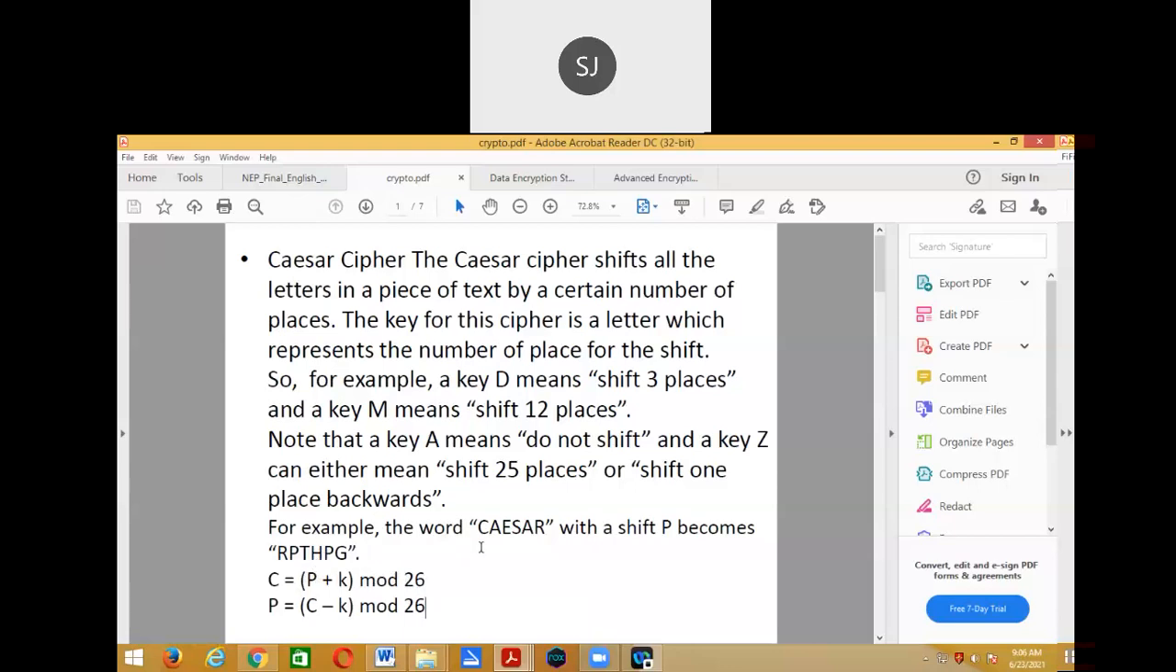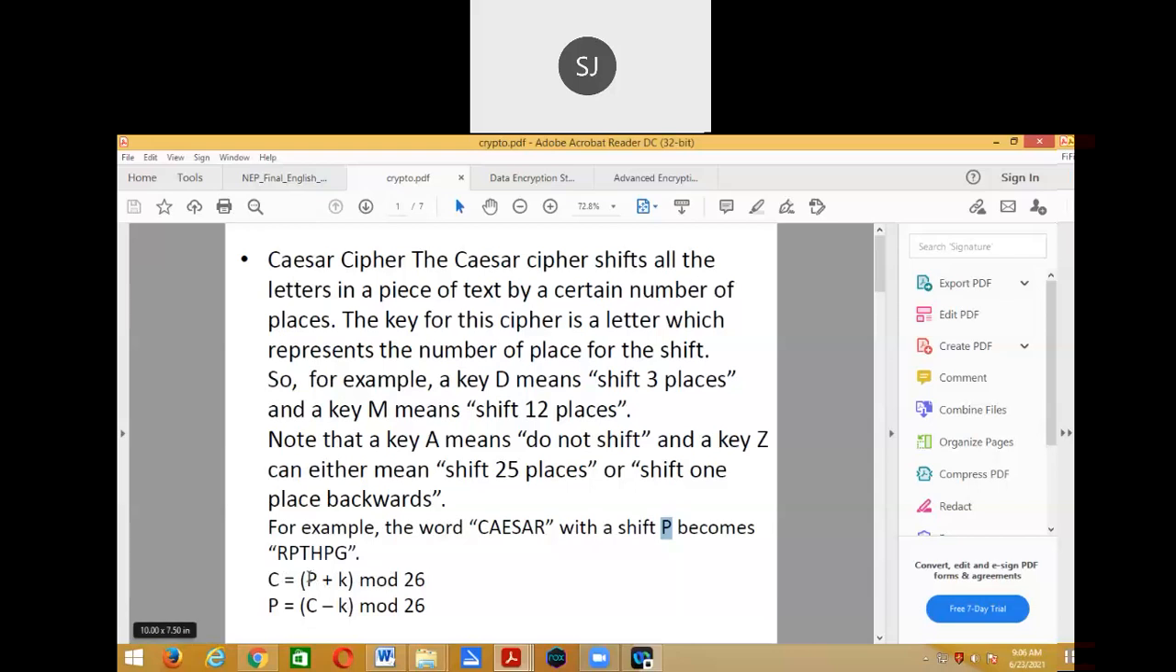Any letter you take, for example, here the word Caesar is the plain text, with the shift P. So P is the key. What is the value of P? The alphabetical value of P, I think it is 15. So your key is 15 here. So plain text plus 15 mod 26, something like this. That is how the ciphertext is generated.